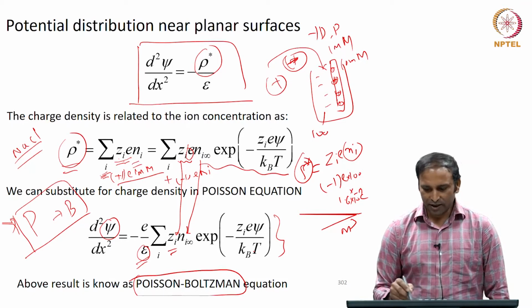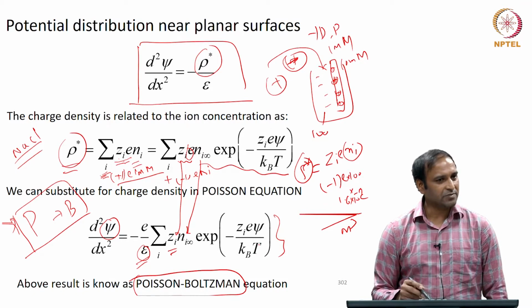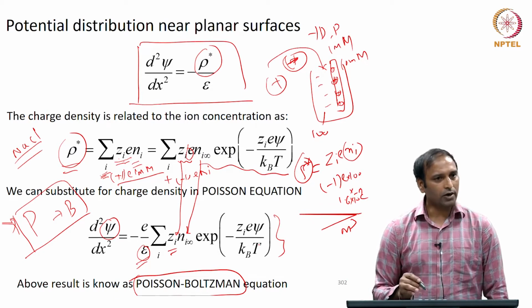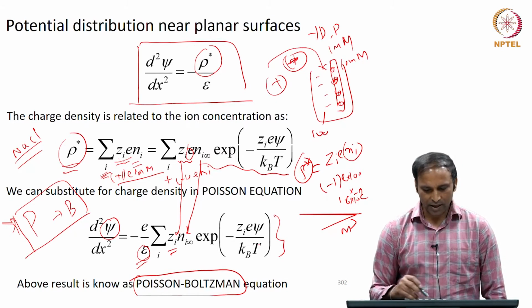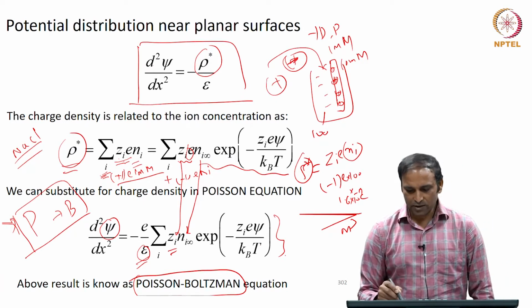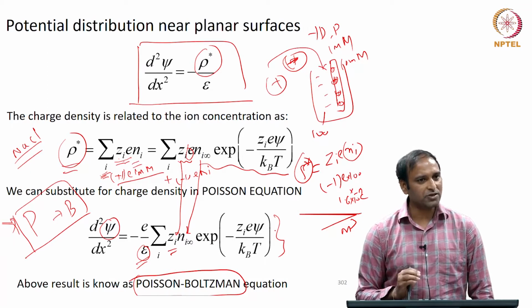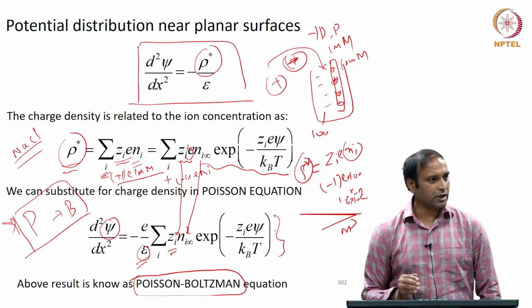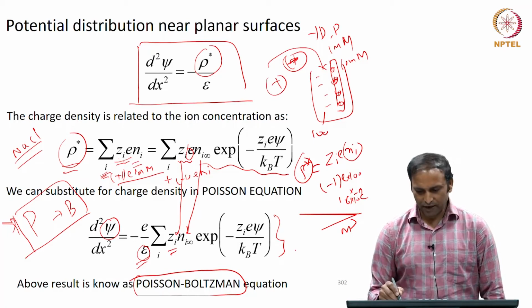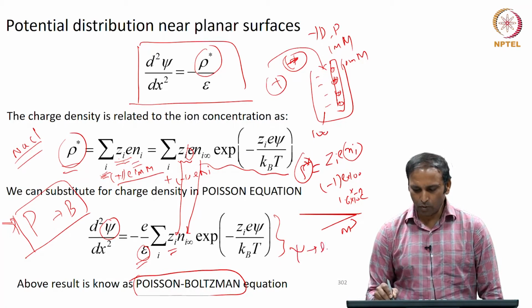Okay. Either I can simplify and I can take some specific cases, or I can solve it for a very general case. What I am trying to say is that I can simplify this equation and obtain a much simpler differential equation which I can solve if I assume that I am working with low potentials.